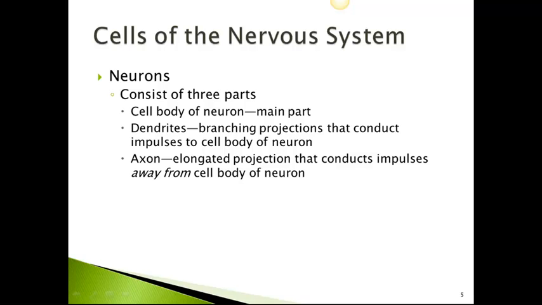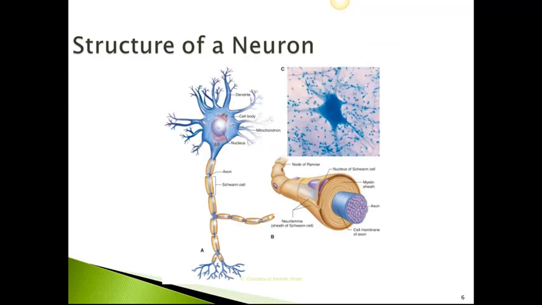For your test, you will want to know the difference between the dendrites and the axons, and how I remember is axon is away, they both start with A, and dendrites are to the cell body. Here's a picture of the structure of a neuron. So A is the diagram of a typical neuron, and as you can see, the axon is here. And then you have the cell body up here, and the dendrites are branching off of that cell body.